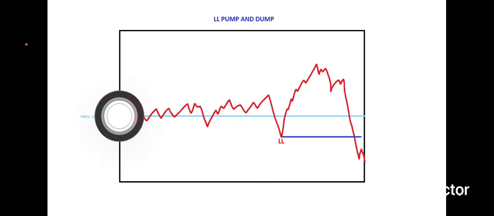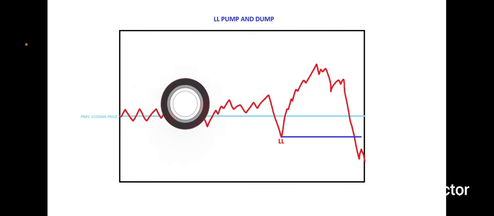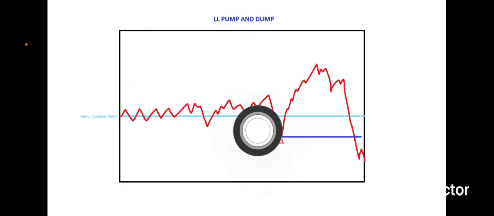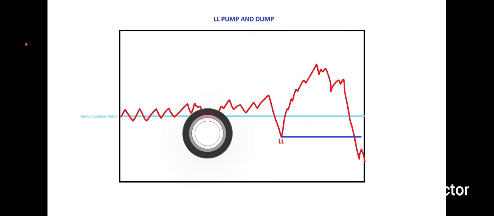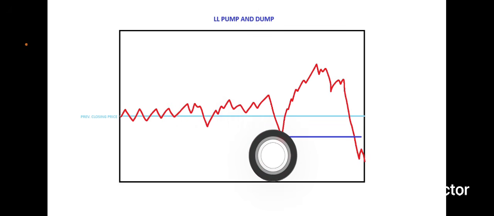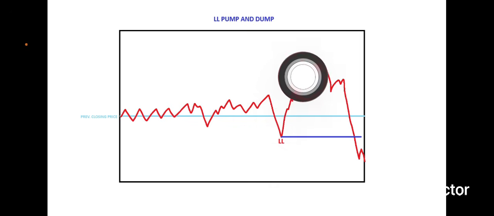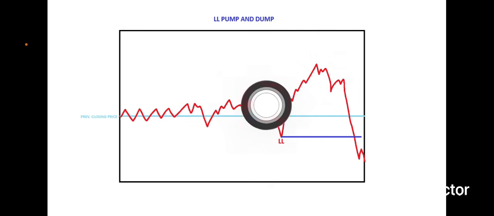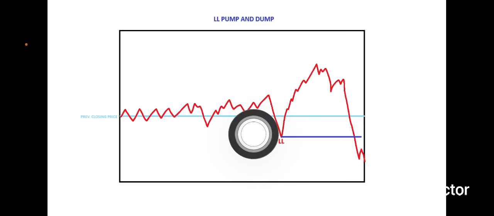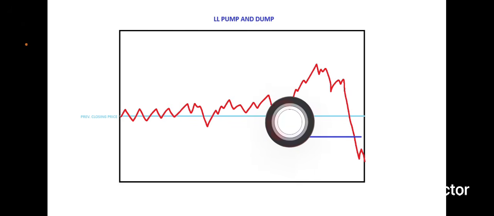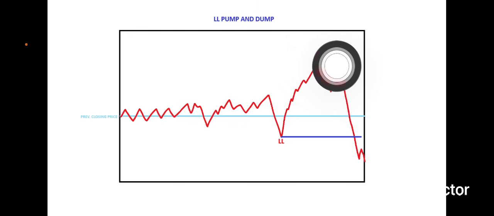Now, here you can see this narrow range. We're just chopping back and forth, okay? Then this market dumps down, right? Taking out the previous low of the day, putting in this lower low right here, and then pumping up, right? Now, a lot of days this market will just continue to go, but this lower low may be the anchor point for a very nice pump, coil, and dump.